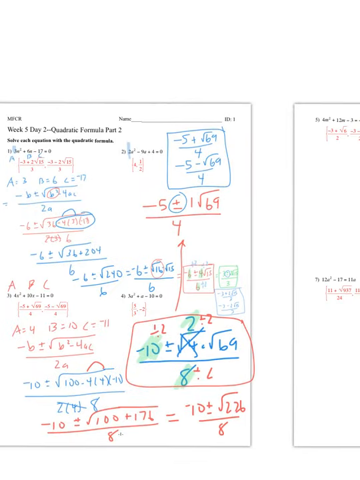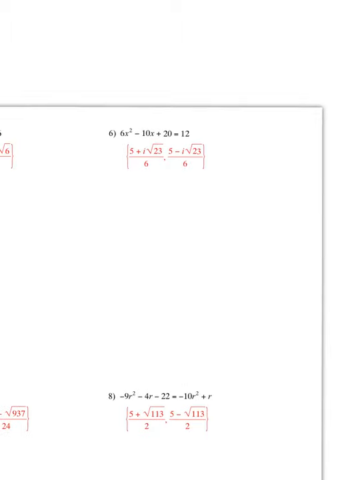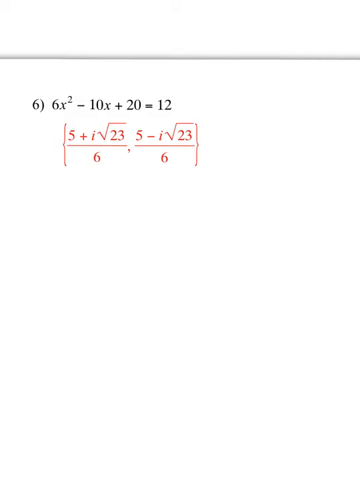Okay? All right, so let's take a look at a few on this page, especially this one right here. Number 6. All right, number 6, as you can see, is out of order, and number 6 has an i answer. All right, so we haven't had an i answer yet, but we have had one that was out of order. So let's go ahead and move the 12 over by subtracting it, get it in order. So now we're going to have 6x squared minus 10x, and then 20 minus 12 will be 8, and that equals 0. Remember, it has to equal 0 when you're going to do the quadratic formula.